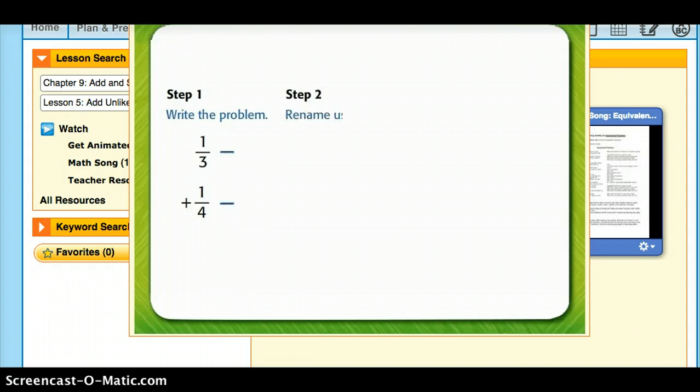Step 2. 1/3 and 1/4 are unlike fractions. Before you can add, you need to rename the fractions using the least common denominator. The least common denominator of 1/3 and 1/4 is 12. Multiply the numerator and denominator of 1/3 by 4, so the new denominator is 12. Multiply the numerator and denominator of 1/4 by 3, so the new denominator is 12.